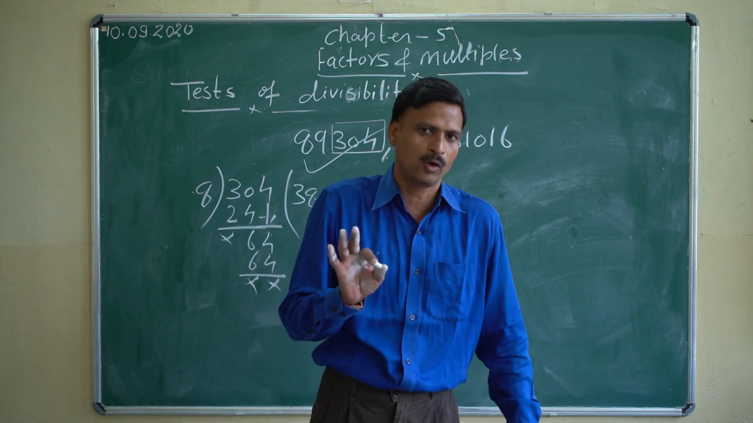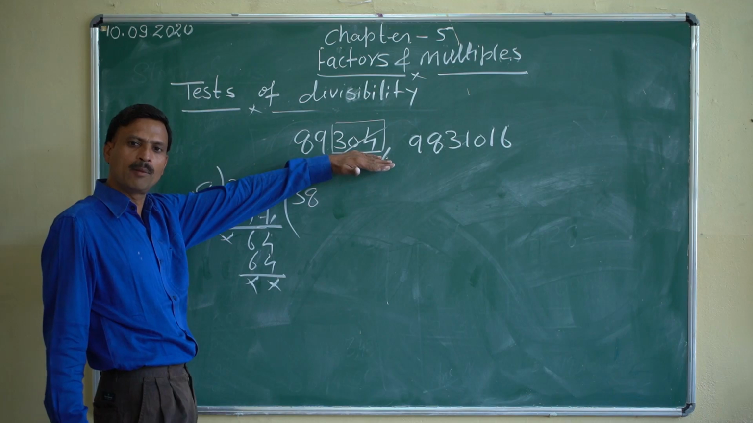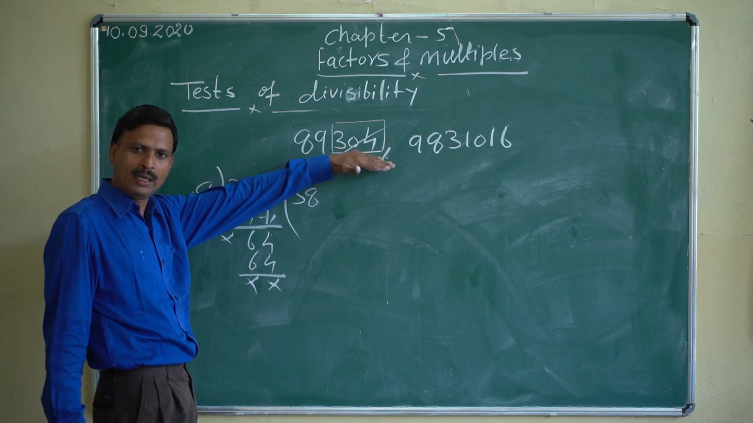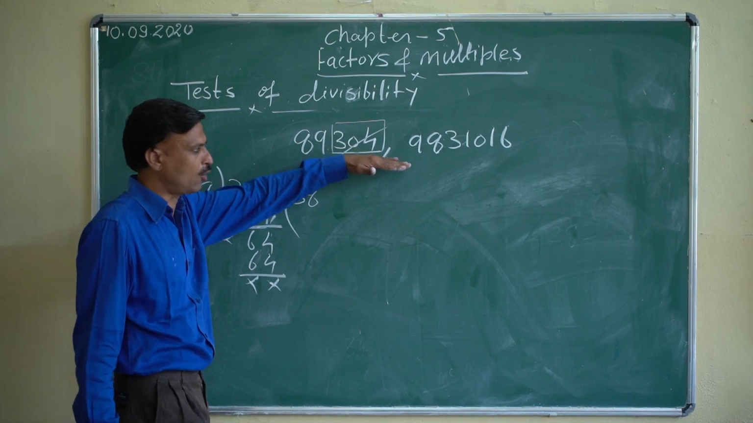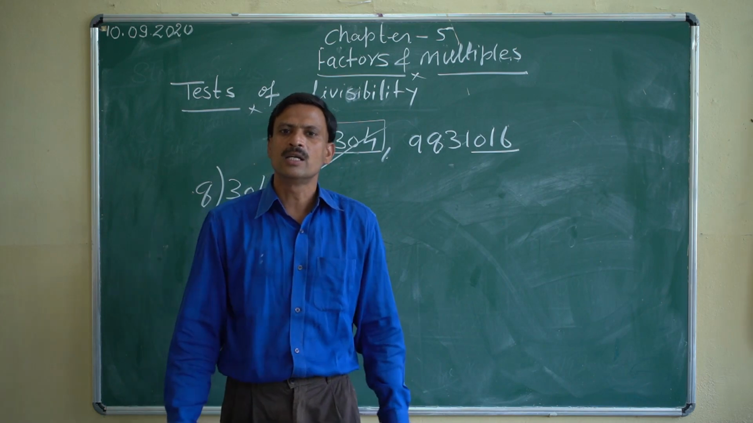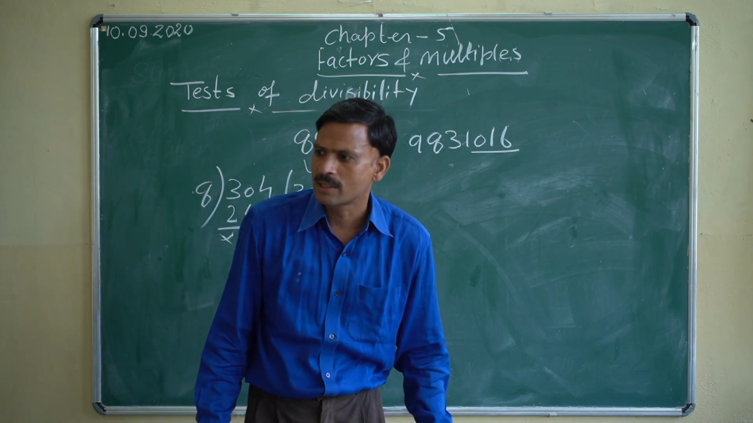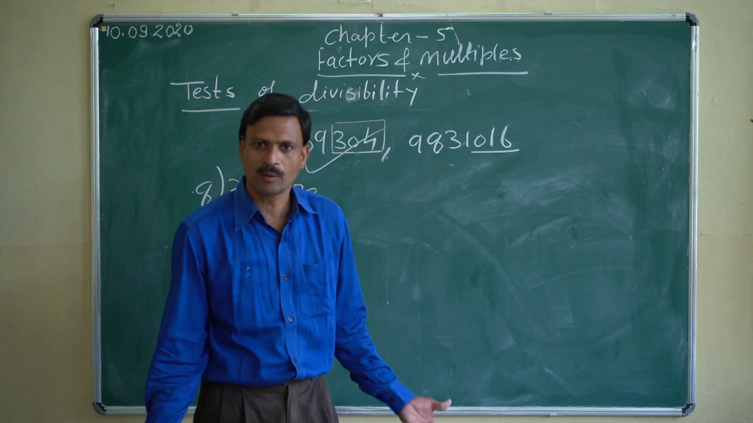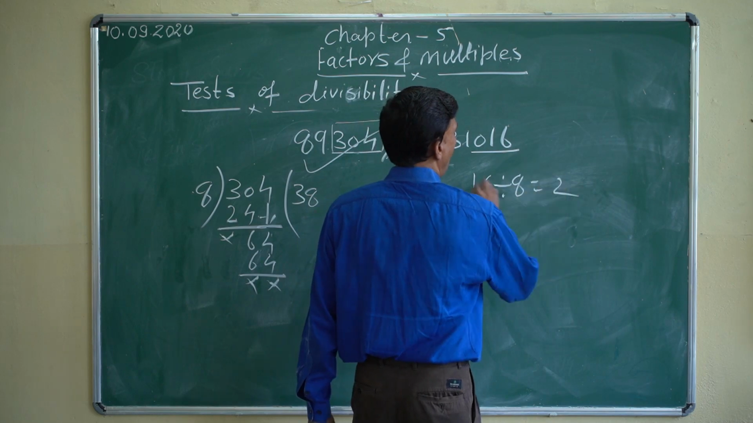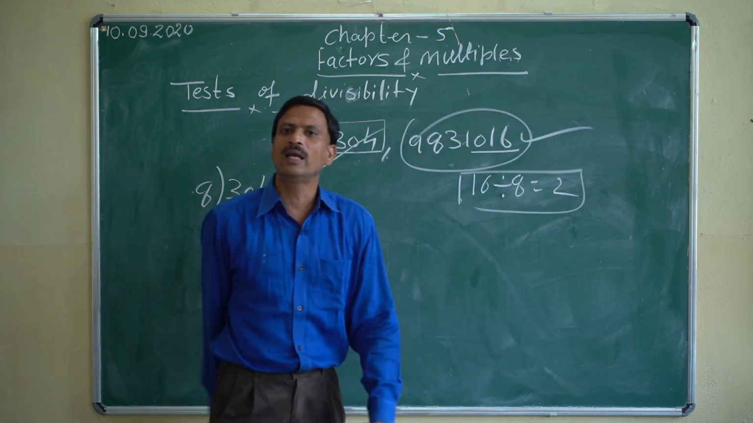Got it? Any doubt, confusion? No? Very good. So the number formed from the last 3 digits is 304, it is divisible by 8, that's why the full number is divisible by 8. Now come to the next. What is the last 3 digit number? That is 016. 016, what will it be? Yes, that is 16. And 16 is exactly divisible by 8. How many times? 2 times. That's why the full number is divisible by 8.